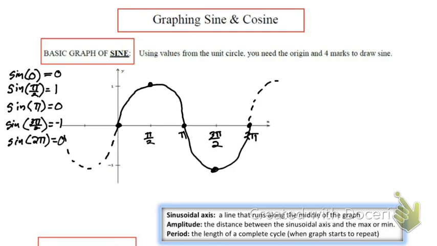The next thing we're talking about is amplitude. That's the distance between the sinusoidal axis and the max or min. So our amplitude is this distance here. It's basically half your total height.